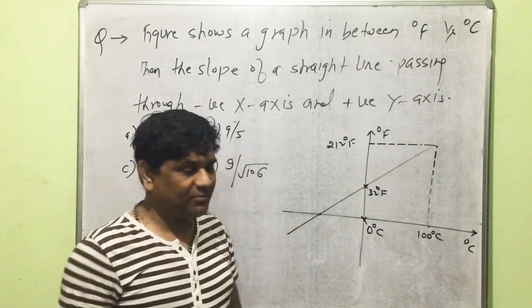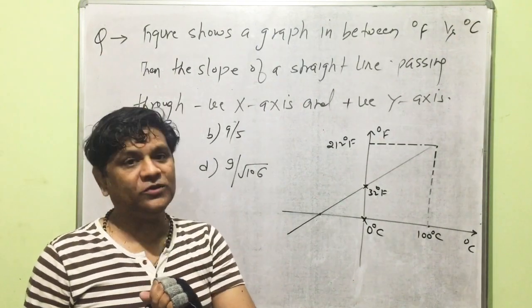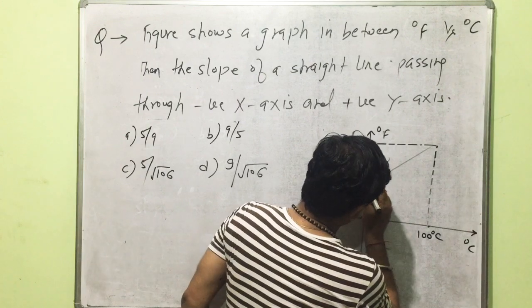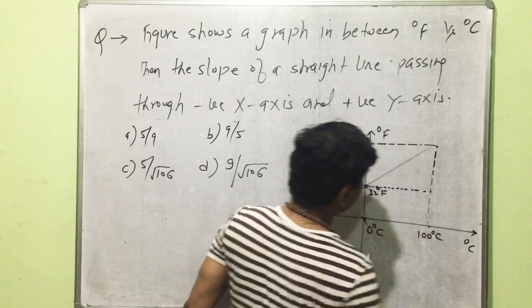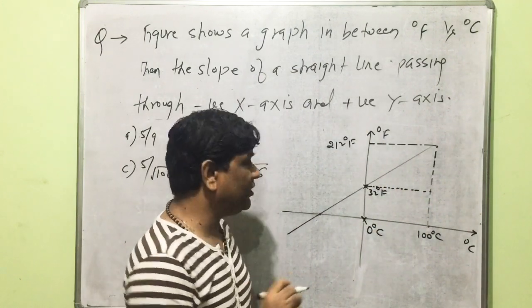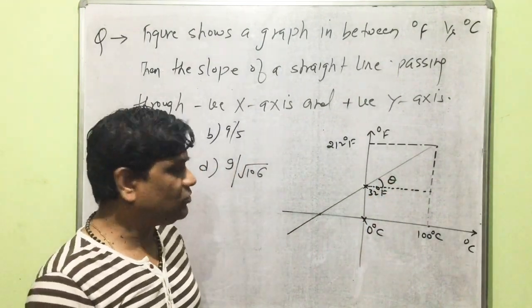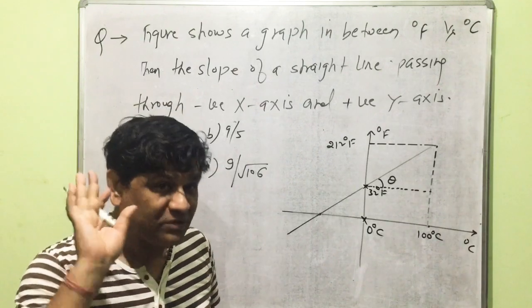So this is the diagram on the board. Now we have to find out the value of the slope. Yes, we can find out the slope now here. We can draw this line here for finding the value of slope. Suppose this angle is theta. We are not asking for theta. What is being asked? Slope. Slope means tan theta.